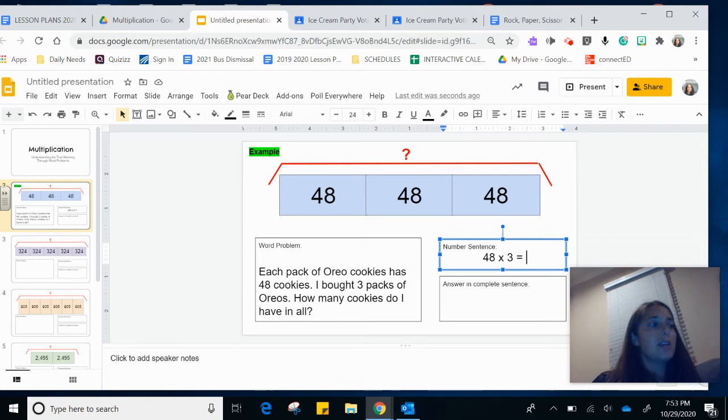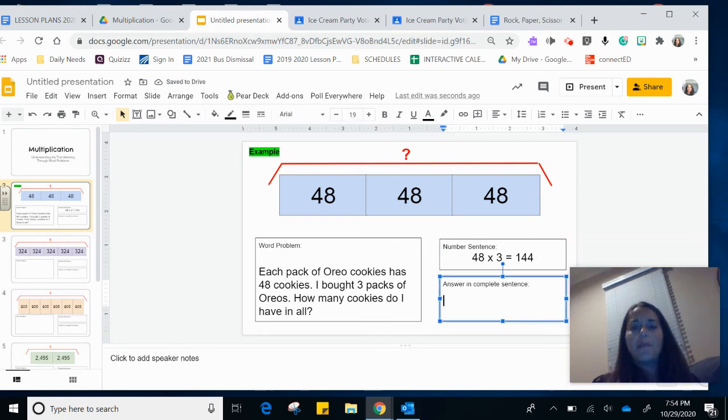And I am going to fill that answer in. So what you guys are going to then do is on paper and pencil, do the problem and set it up 48 times 3. Use whatever strategy you want to use. I'm going to do some quick math here. 8 times 3 is 24. Carry the 2. I get 144. So I'm going to put that answer right there in my number sentence.